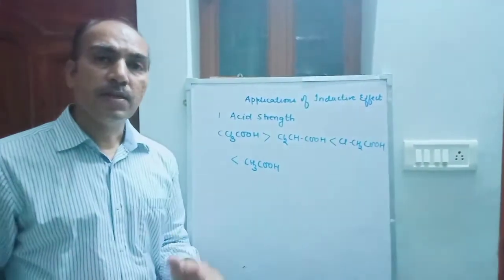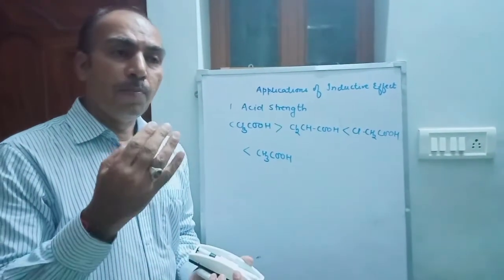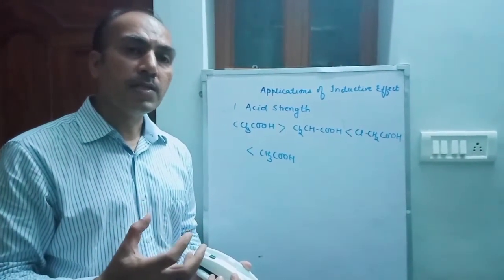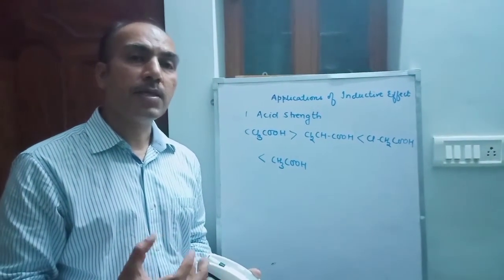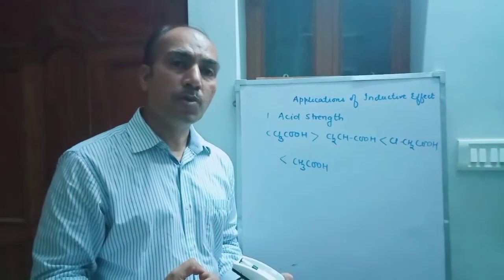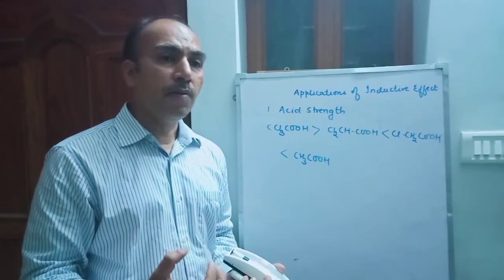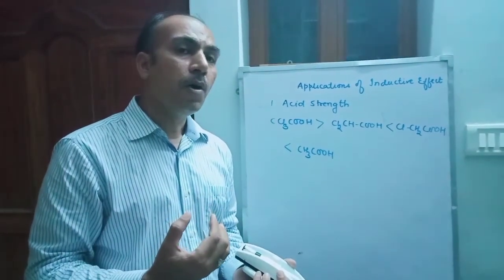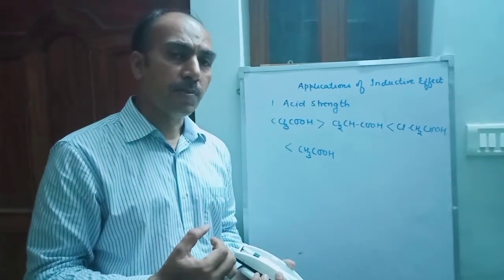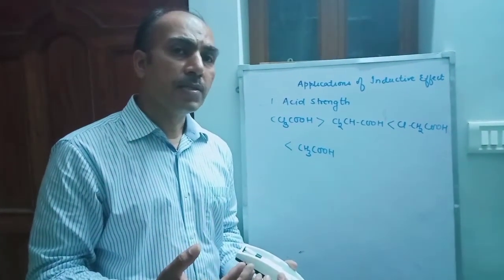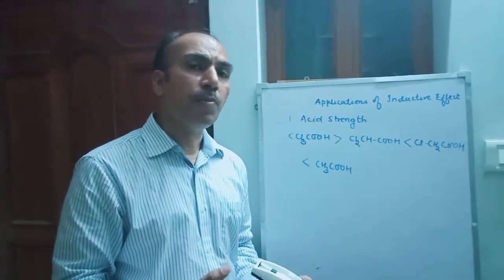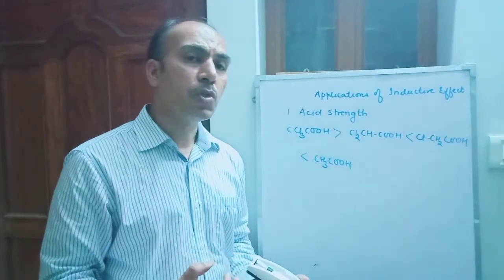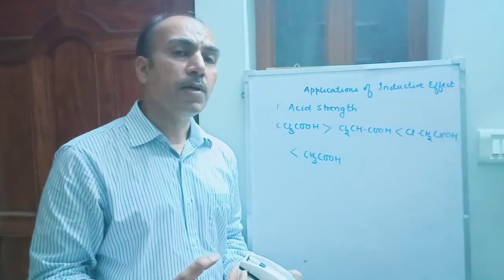In this way, if I summarize all the 4 things: if the minus I effect is more, the acid strength is more. Like fluoro is exerting larger minus I effect as compared to chloro, so fluoroacetic acid will be stronger than chloroacetic acid. And if the distance of the minus I effect exerting group increases from the carboxylate, then the acid strength decreases. If there are more minus I effect exerting groups in a molecule, the acid strength will be more, and the more the electronegativity of the atom or group attached to the carboxylate, the more the acid strength.